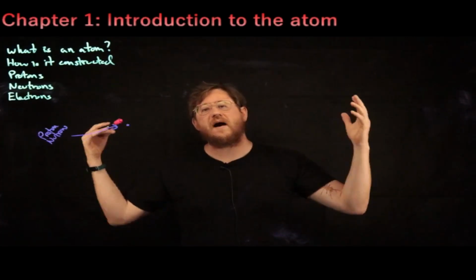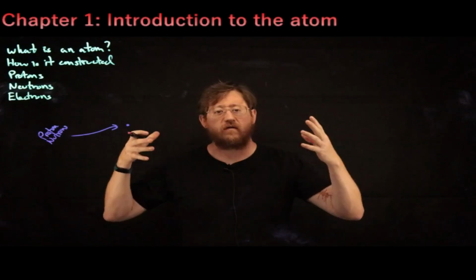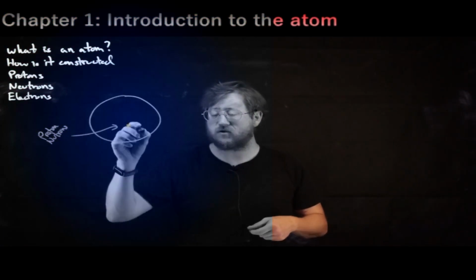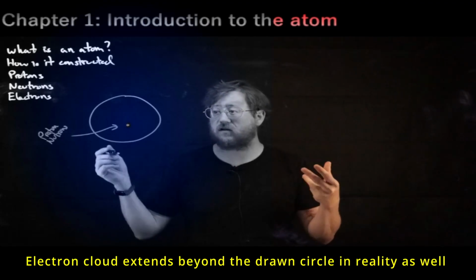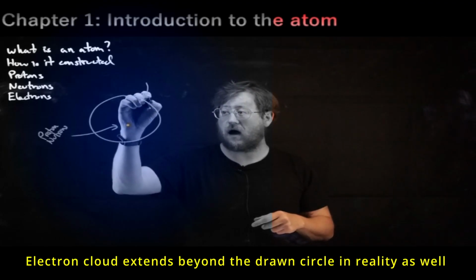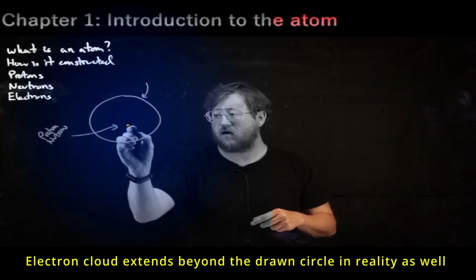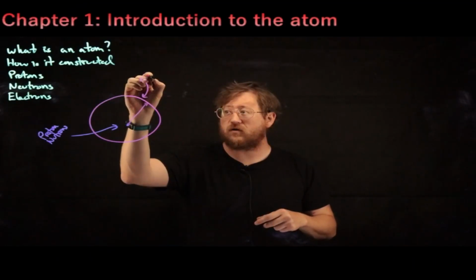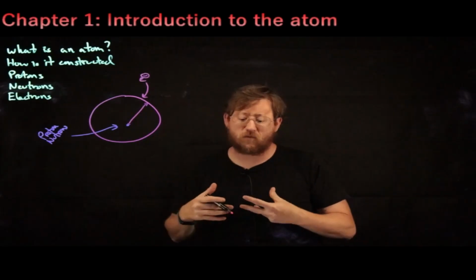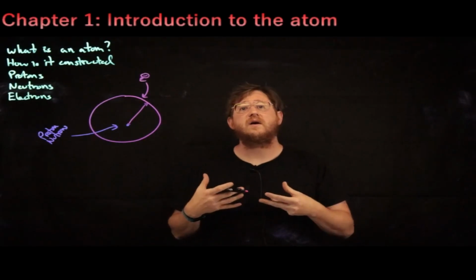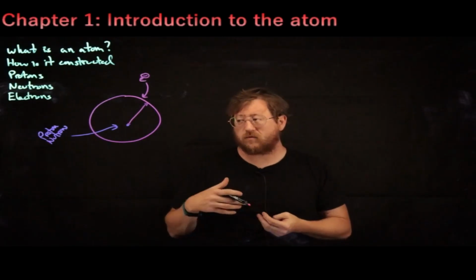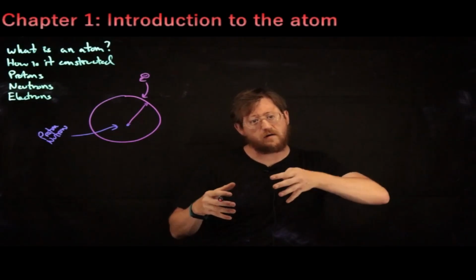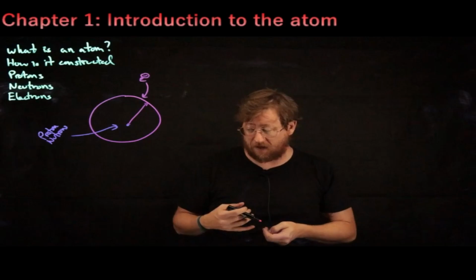Making up the vast majority of the volume of an atom is going to be the electron cloud. So out here, and not just out here, but from here all the way out to here, is filled with electrons moving around. Depending on the number of protons in an atom, depending on the number of neutrons in an atom, you are going to find that it's going to vary how many electrons are found in that atom.